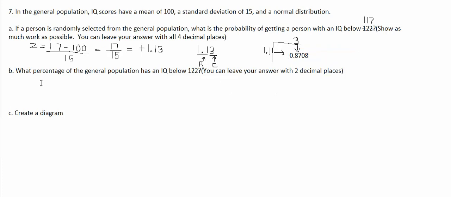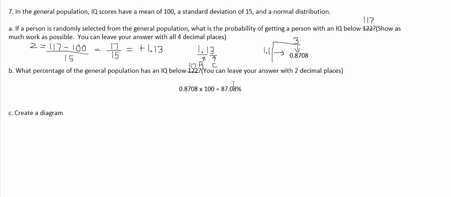And now this part B is asking, what percentage of the general population has an IQ below 122? So I'm going to change it to 117 to match the problem I'm solving. To get this answer, we just take the probability from part A and multiply it by 100. If you multiply a probability by 100, you turn it into a percentage. There we go. So 87.08% of the general population has an IQ below 117.